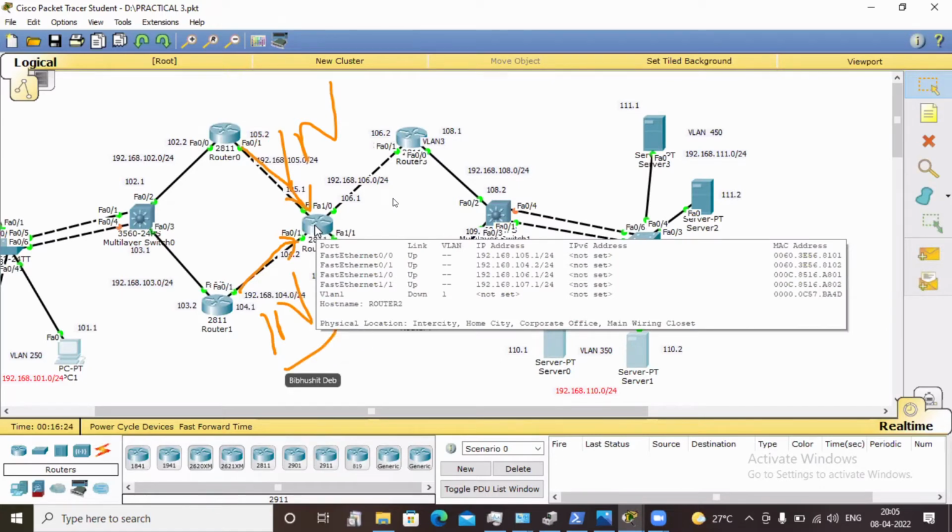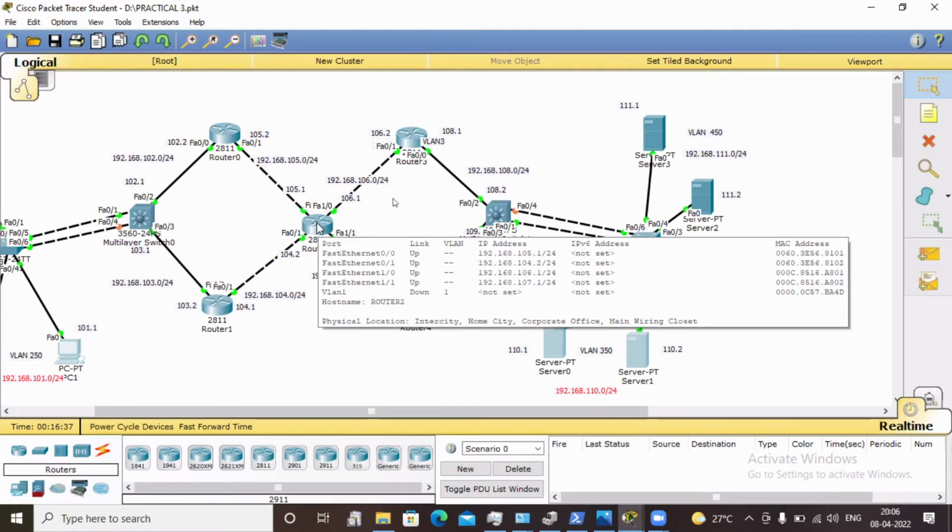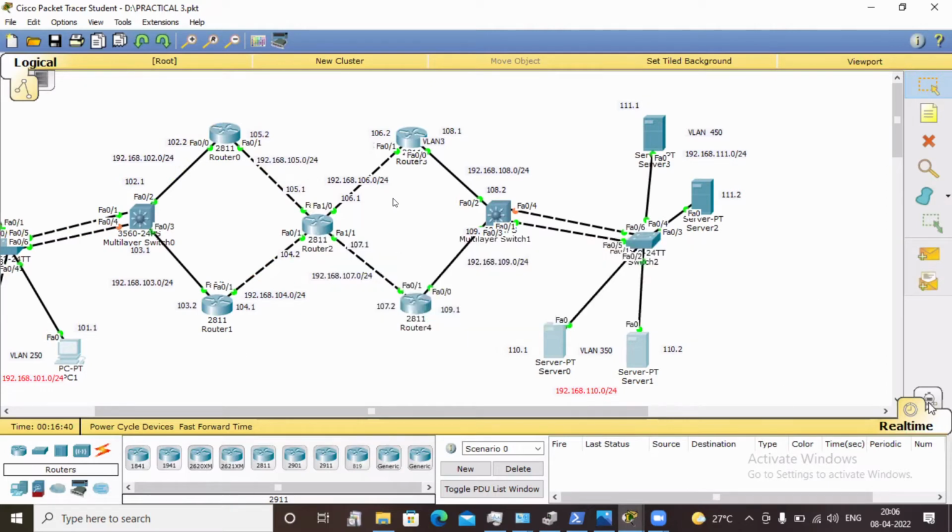Which part is your source? Your source is over here, right? Yes, sir. So when the source is sending something, it is coming in, right? Over here. Yes or no? Yes, sir. Then this will be the inbound direction. Go and configure first.